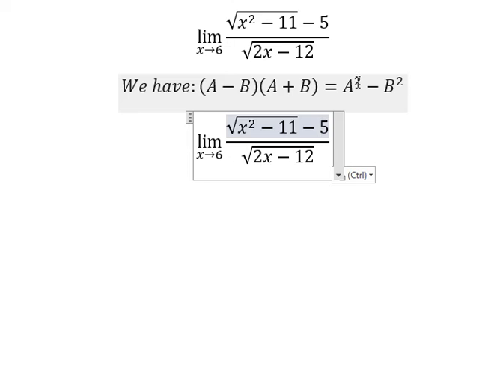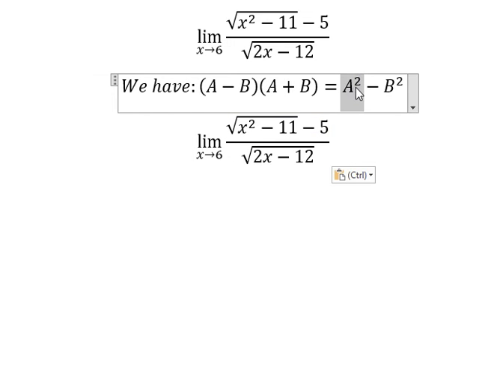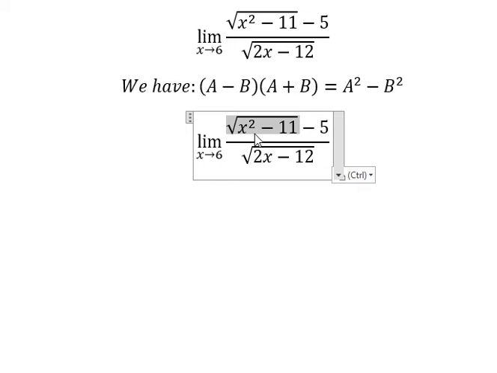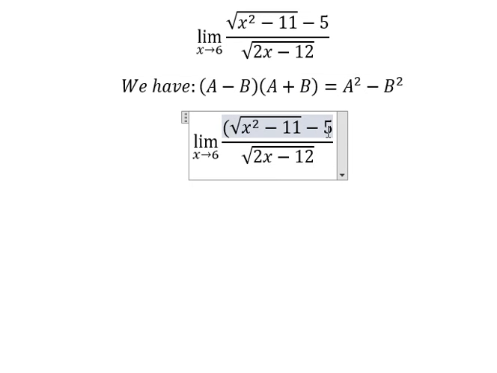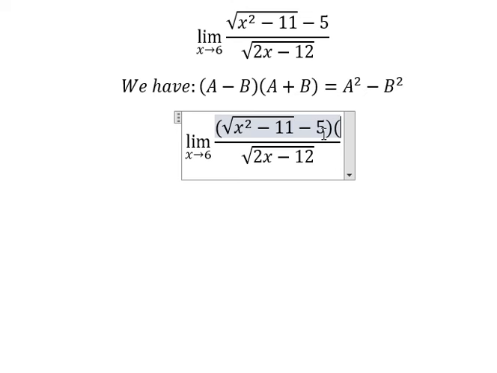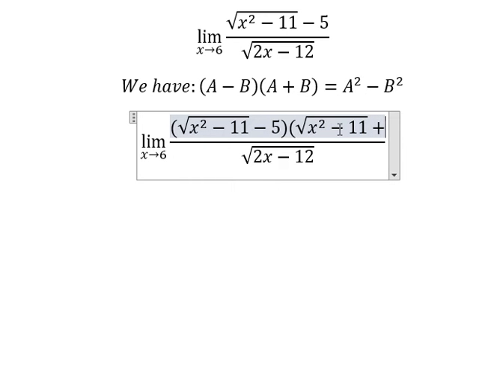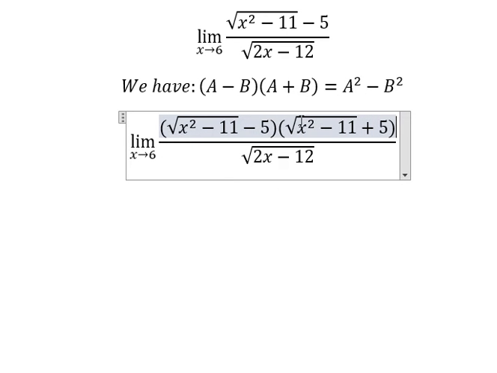Because I want to use the power 2 in here to cancel about the square root. But we have a minus b, so we need to multiply by a plus b in here. So that should be about the square root of s squared minus 11 plus 5. And we multiply both sides on numerator and denominator.